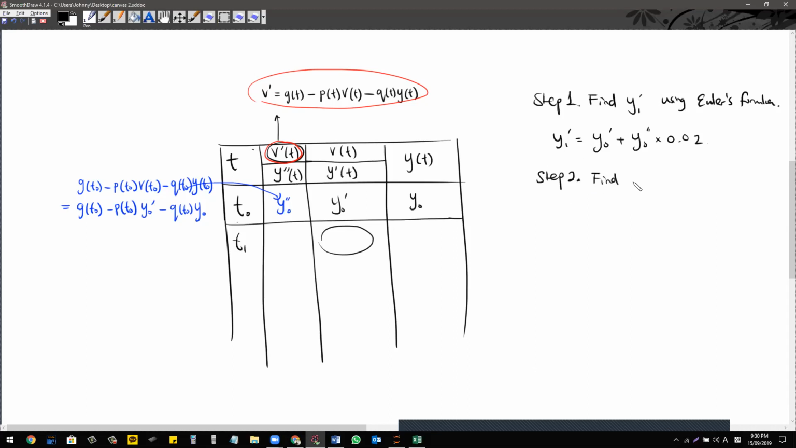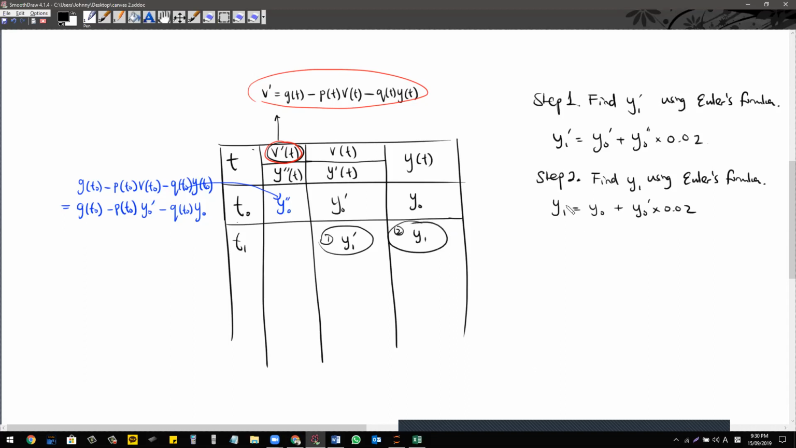Find y1, this one. This is y1. This is a y1 dash, right? So y1, using Euler's formula again. Like that one there, like this, okay? And you can do it by using y1 equals y naught, that's 1, plus the gradient times 0.02, right? So you find these two first. So this is step 1.